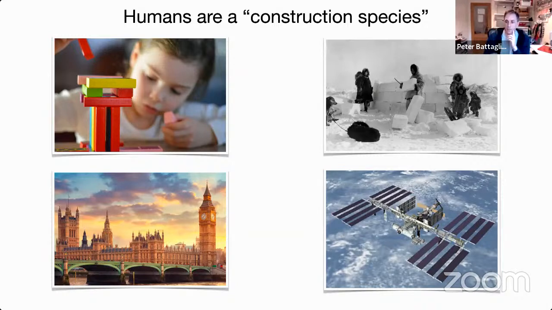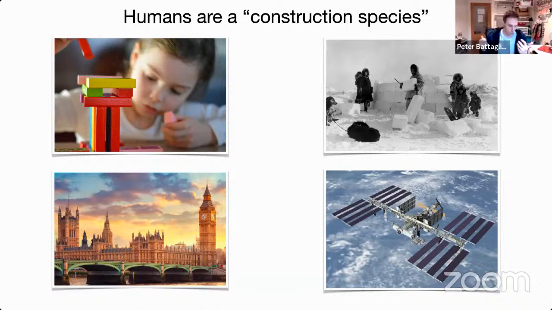So the last bit of work is related to a lot of these things. This is intended to show how we've taken some of these graph neural network edge, node and graph level predictions that they can do, and then string them together into more complicated systems. This is motivated by the idea that humans are a construction species. We really feel that one of the most important defining features of human intelligence is our ability to build things.